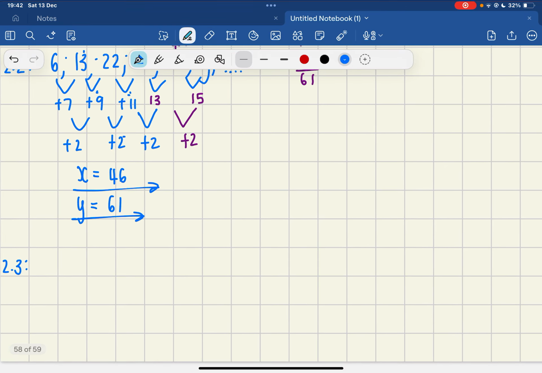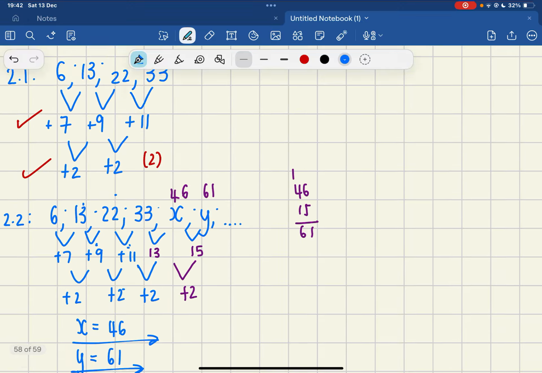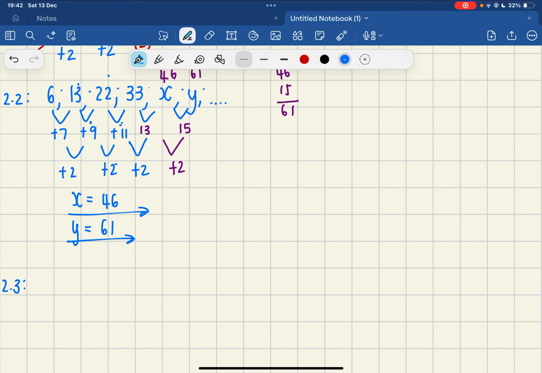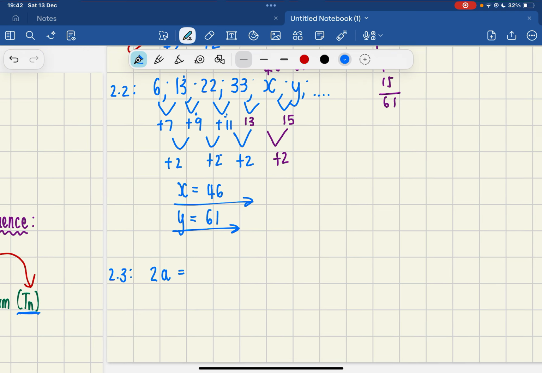Now, question 2.3 asks us to determine the nth term. What is the nth term, boys and girls? That's your T of n formula, your general formula. We're not only determining this, we're also determining the 160th term. We've already broken down the function that's given. Step one to getting T of n: 2a is equal to the common difference, which is 2 in this case. Therefore a is equal to 1.